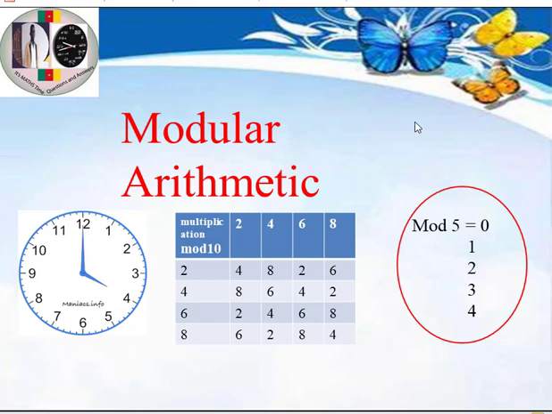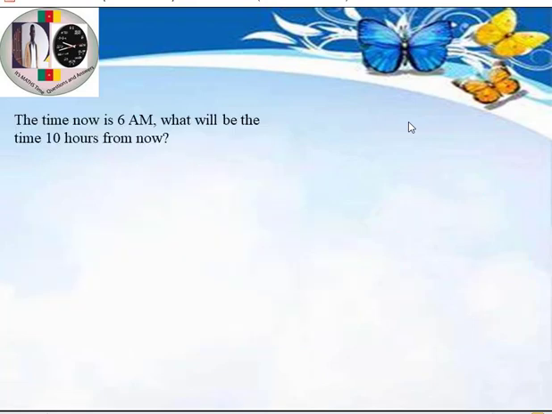So without much time, let's look at this example on the screen. The time now is 6 a.m. What will be the time 10 hours from now? So what do we need to know? We need to know around which number our clock is circling. If we are using a wall clock, then we expect that wall clock to be circling around the number 12. So if we are at 6 a.m. now, what will be the time 10 hours from now?